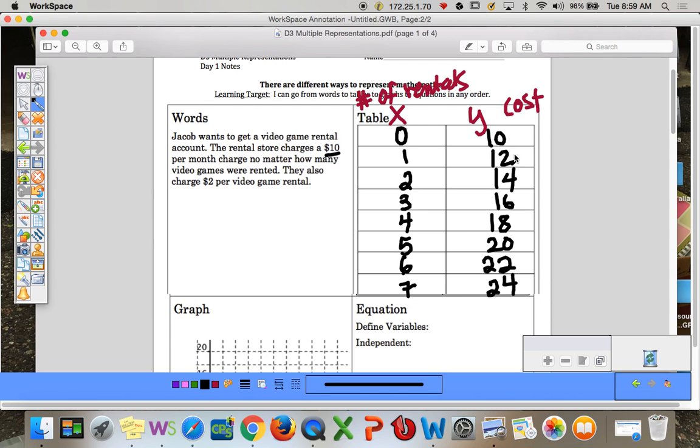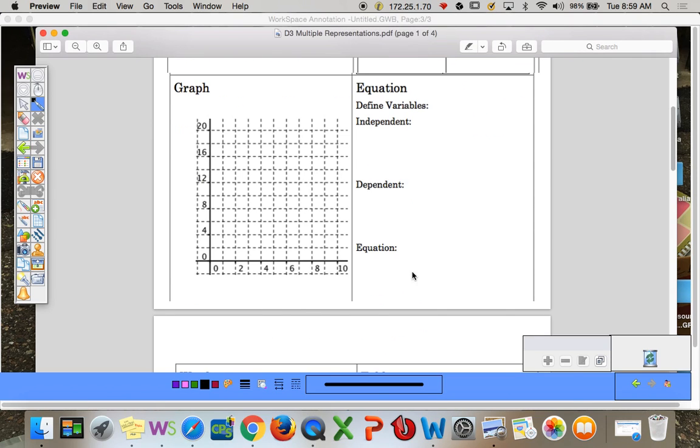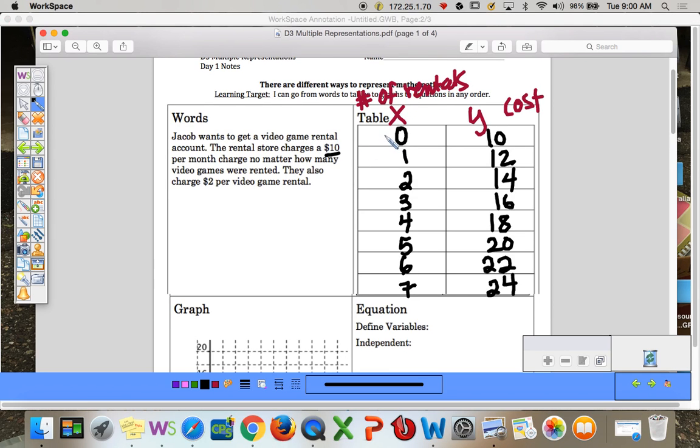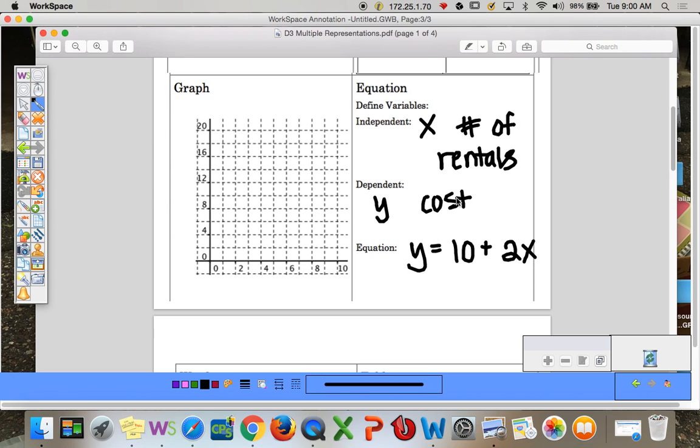So now let's graph it and actually go back to the equation here. So again, if we go to the equation, we have y equals our starting value. Well, that was at time 0, the y-intercept is 10, and it's going up $2 for every rental. So here's our equation. The independent variable is x, which is number of rentals, and the dependent variable is y, which is going to be your cost.